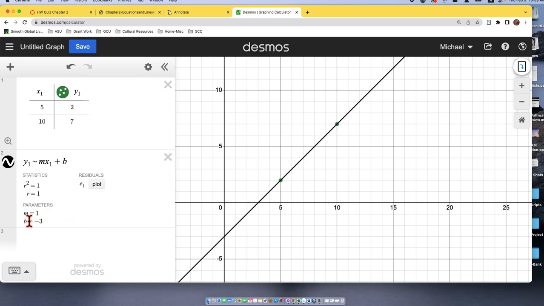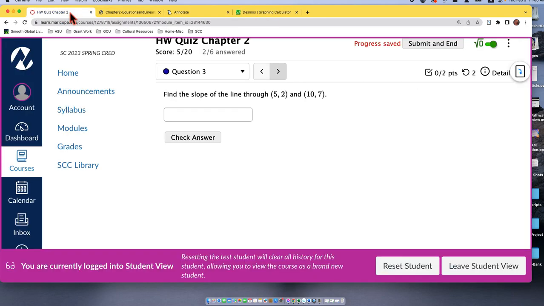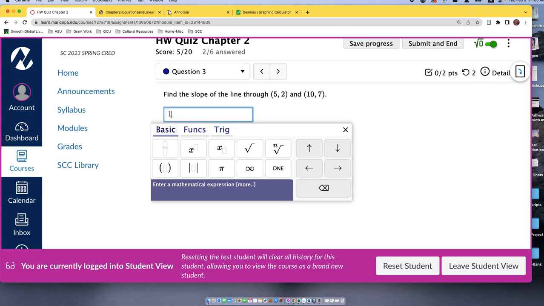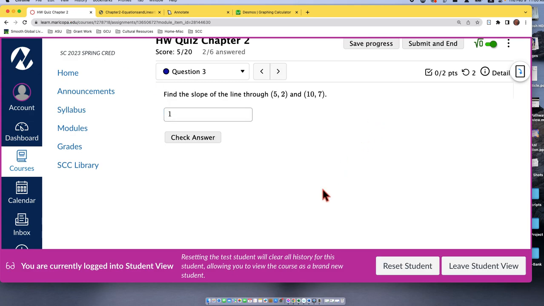It gives me the equation of that line, right? M is 1, B is negative 3. We don't need the equation of the line, but what's the slope? 1, very good. So it gave it to us there. It's 1. I'm back here, I could put in my 1. I'm going to show you one other way to do it.